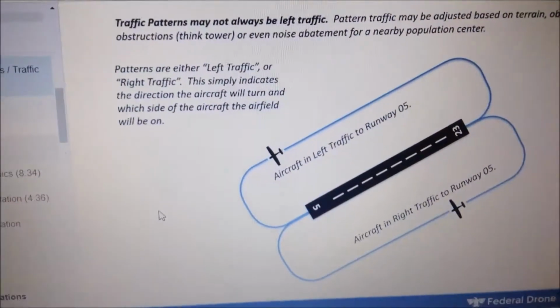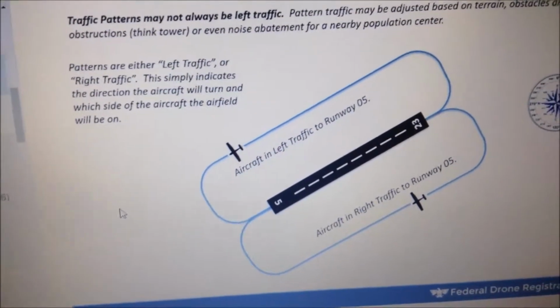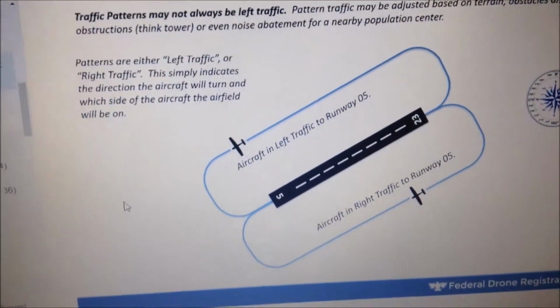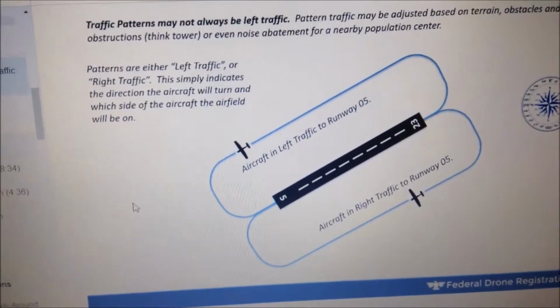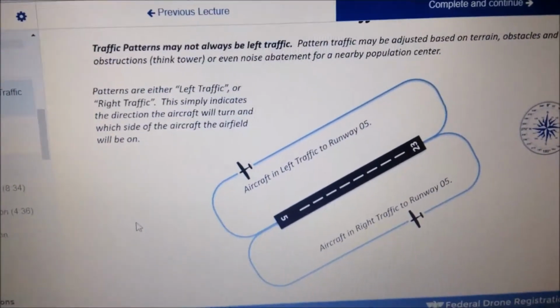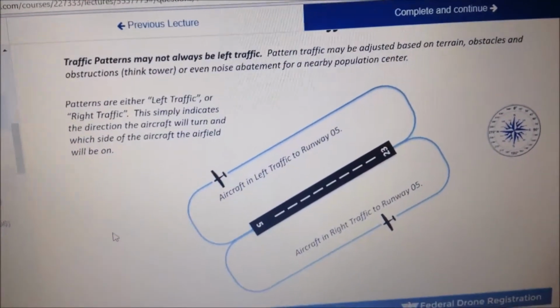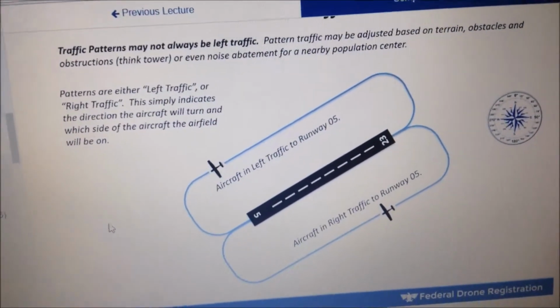And again, those can be considered either left traffic or right traffic. And there's an example of your runway 23 and 05, which means they're both coming around. They're all going to come in on runway 05, so they're going to land north, heading northeast as they land.